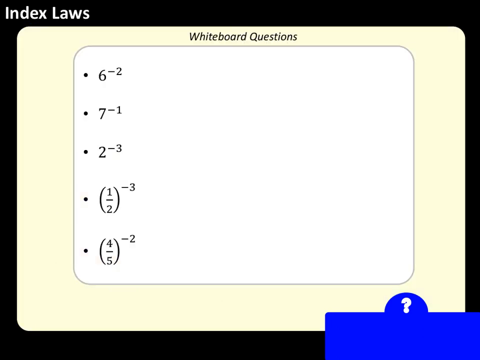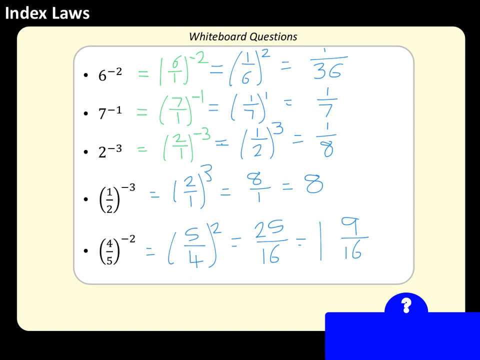So final part here then, have a go at these whiteboard questions and then play it back to check your answers. Okay, so there we go. There are the couple of negative integer powers that you've worked on, and get in touch with your teacher if you're unsure about any of those.